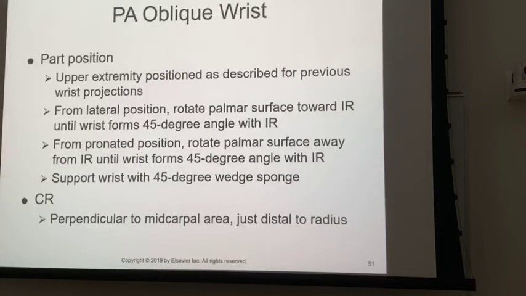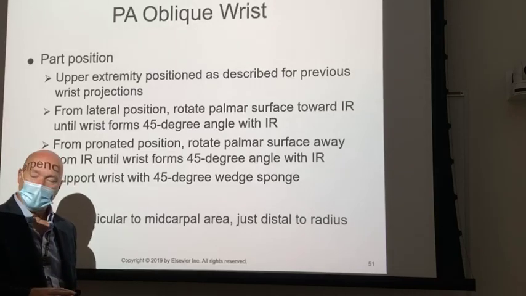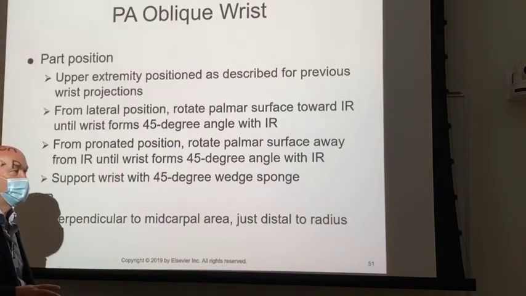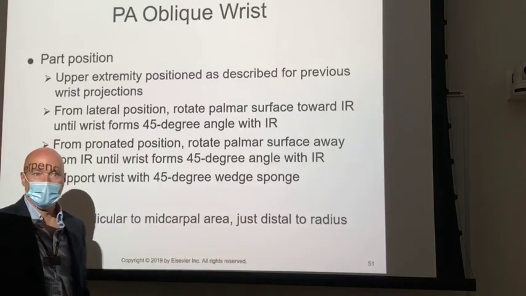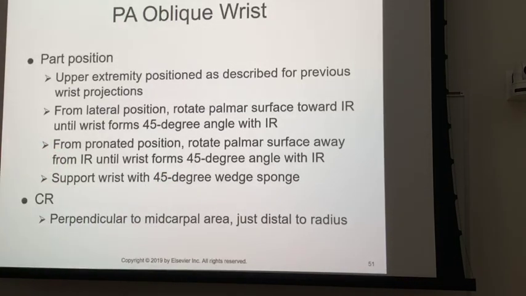In the oblique of the wrist, you can use the fingers as props here. You're not interested in seeing those interphalangeal joint spaces, so you can just tell the patient, I want you to make the okay sign, rotate up to 45 degrees. External rotation, 45 degrees. Okay?